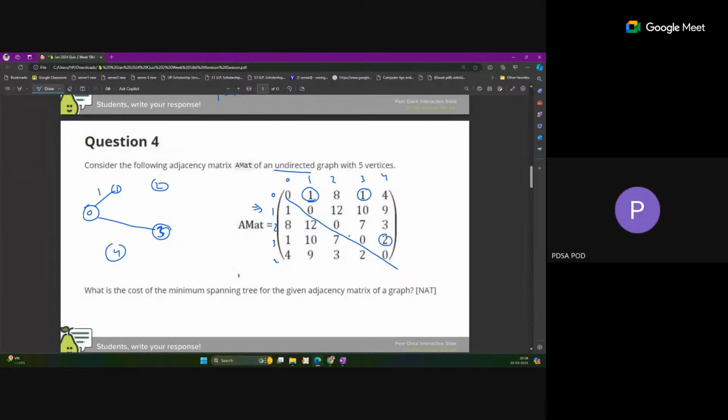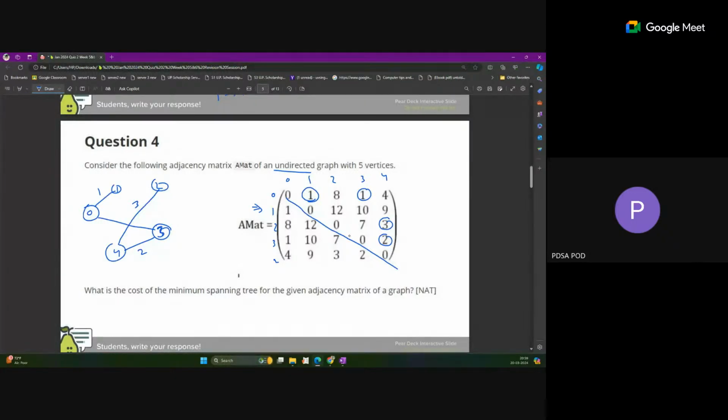And next smaller is this, 2, 4, 3. Okay. So 3 to 4. 3 to 4 is now 2. And next smaller is 4 to 2, with 3. So this one. Yes. Okay, so 2 to 4. Yeah. After that, there is no possibility because you got the 4 connections. After that, if you take anyone, it will create a cycle.